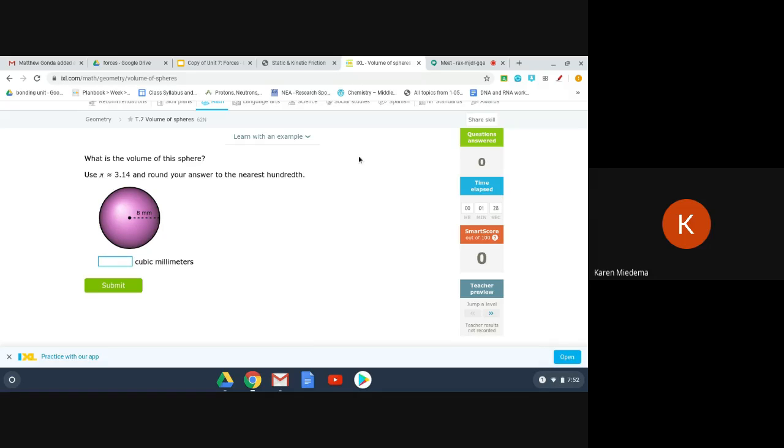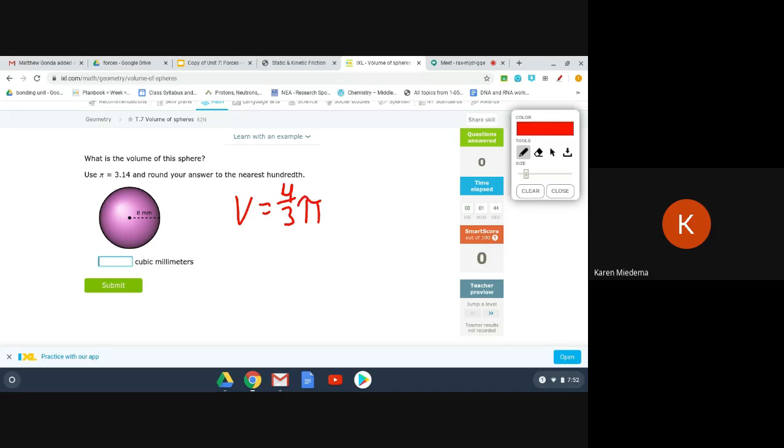Okay, today we're going to take a look at T7, volume of spheres. So the formula for the volume of a sphere is V, volume, equals 4/3 pi r cubed, to the third power. To find the volume of a sphere, the only thing you need to know is what the radius is.